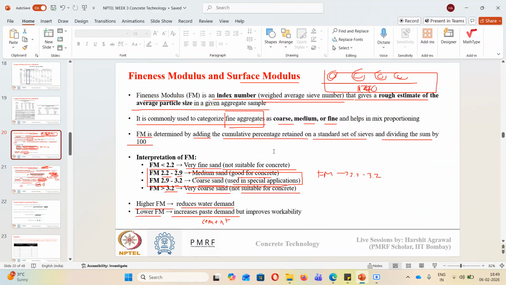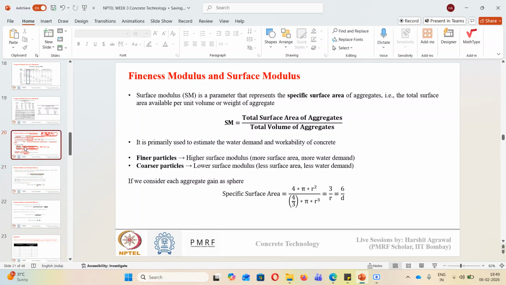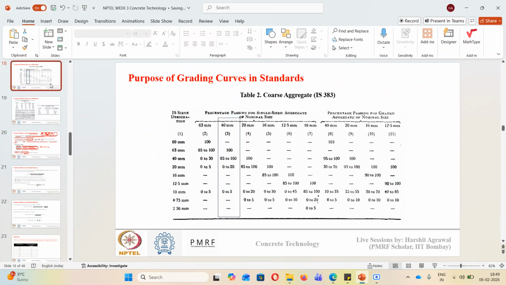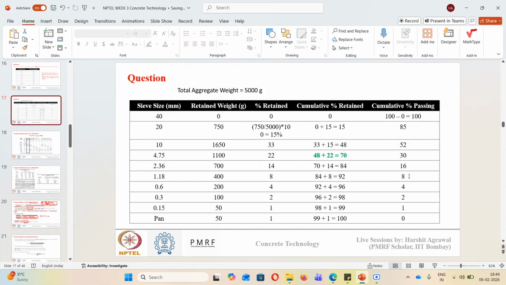Okay, so we discussed it, it was almost covered. I will just repeat fineness modulus. Fineness modulus is nothing but a number. When we have the cumulative percentage data like we did in this question, what we do is add this data. Suppose for fine aggregate it is 16 plus 8 plus 4 plus 2 plus 1. So we add this number.